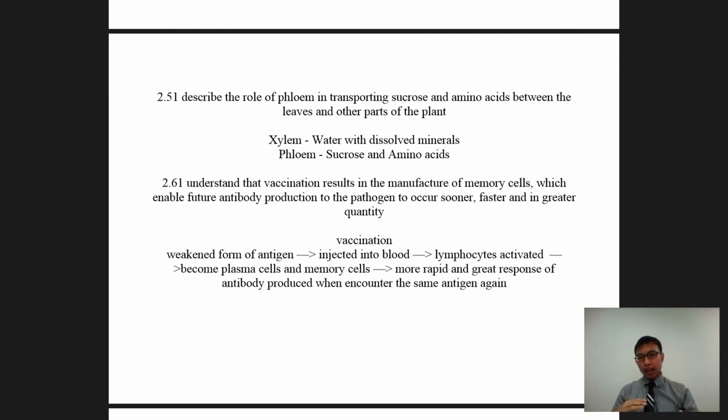Now, as your lymphocytes are activated, they will become two types of cells: plasma cells and memory cells. Plasma cells will produce antibodies, and your memory cells will be retained inside your bloodstream. And if one day you encounter the same pathogen again with the same antigen on the surface, you're going to have a much faster and greater response of antibodies released, so you will not get sick for that long. Alright, so this is the principle of vaccination, and the reason why you have a better response in the future is because of the memory cells right here.